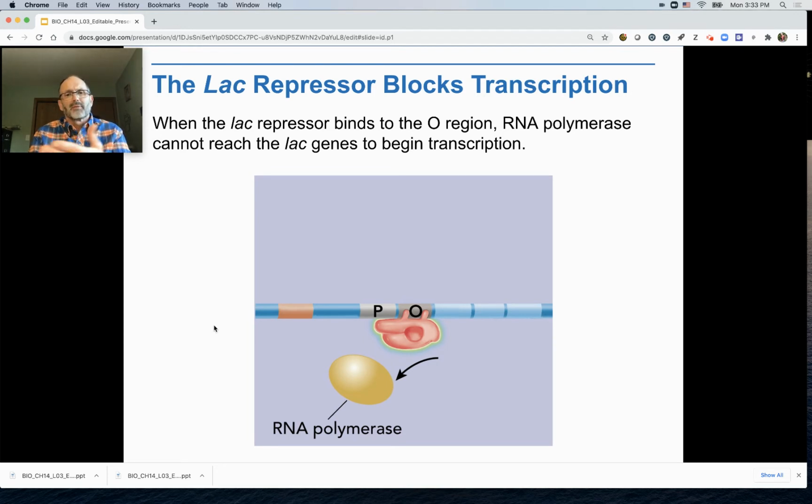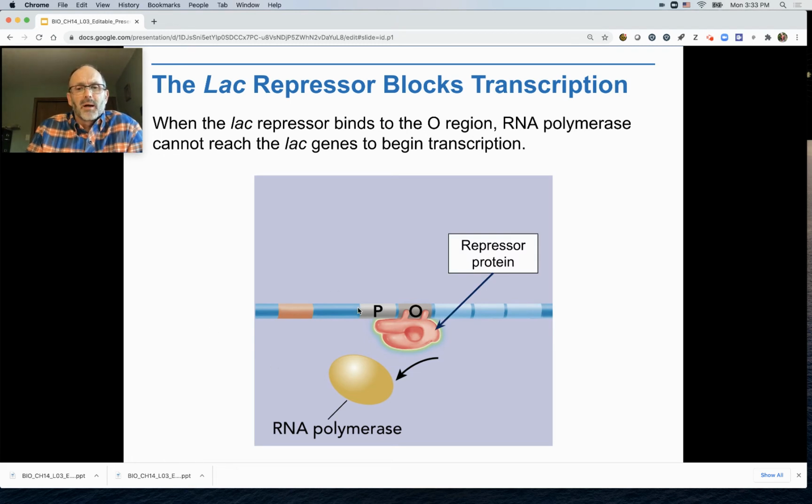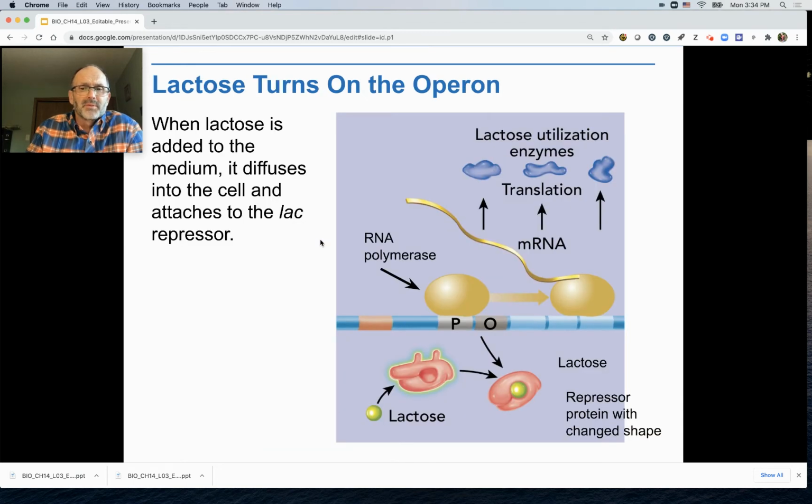And so if that bacteria is functioning and growing in glucose, for example, it doesn't need that enzyme. If it's growing in lactose, then it needs that enzyme. So that repressor protein remains in place. Now look at that repressor protein. It's a three-dimensional structure with a piece that fits into it.